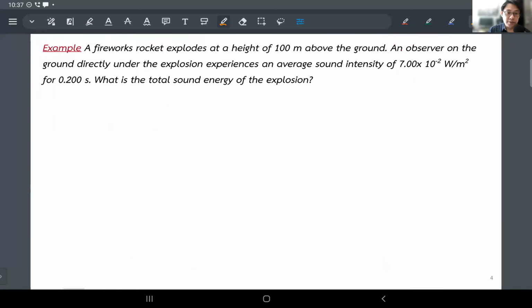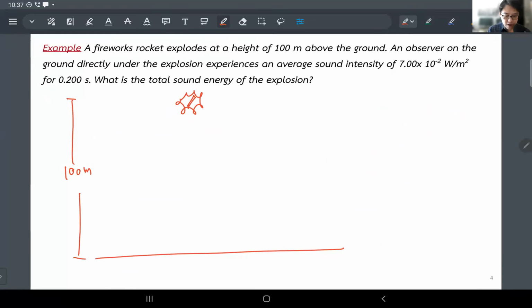Now, give it a shot. So if you have a fireworks rocket that explodes at a height of 100 meters above the ground. All right. So let me draw some diagram here. So there's a rocket explode, bam, something here. And it's 100 meters above. So let me put a scale right there.